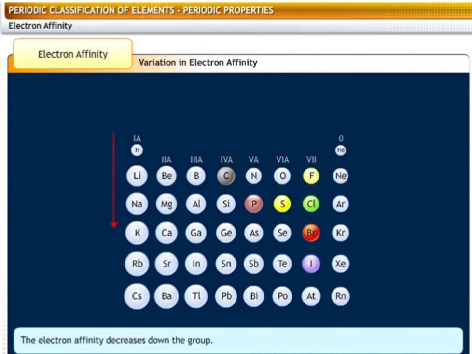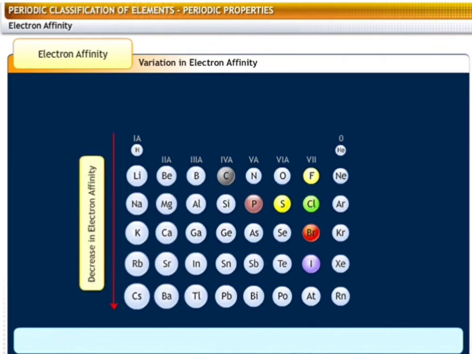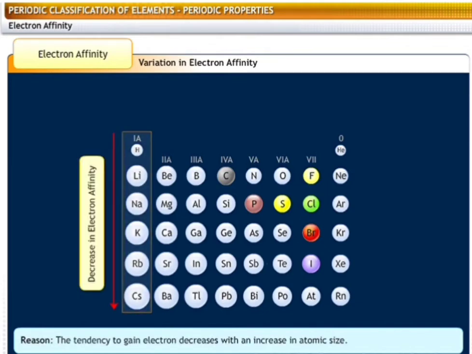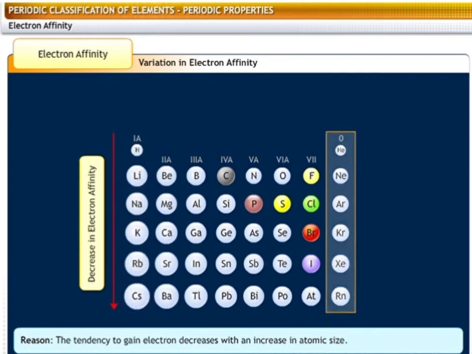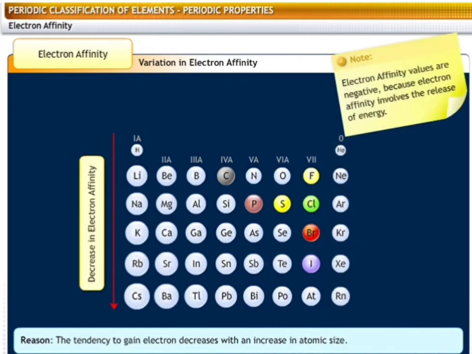Electron affinity decreases down a group. This is due to the tendency to gain electrons decreasing with an increase in atomic size. The zero group elements, or the inert gases, have the lowest electron affinity values in the periodic table. Generally, electron affinity values are negative because electron affinity involves the release of energy.